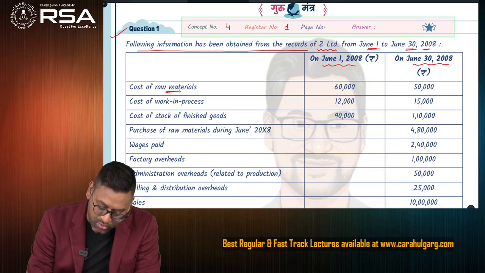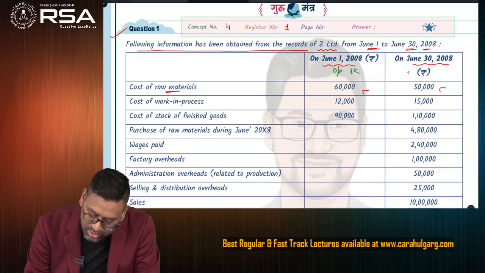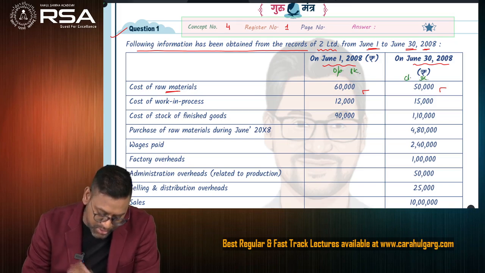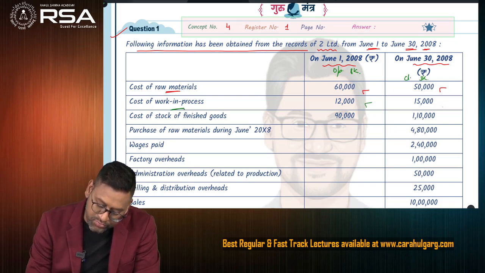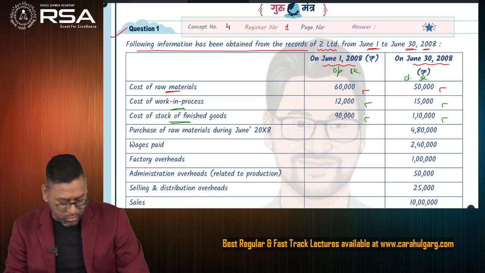So we see there's a raw material 60,000 and 50,000. June 1 means it is the opening stock, and 30th June means it is the closing stock. WIP 12,000, 15,000, opening and closing stock of FGs 90,000 and 1 lakh 10,000. So we have been given the opening and closing stocks of all the 3 items.